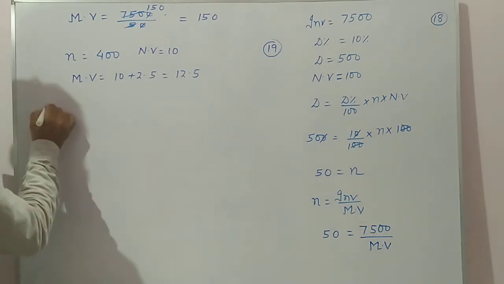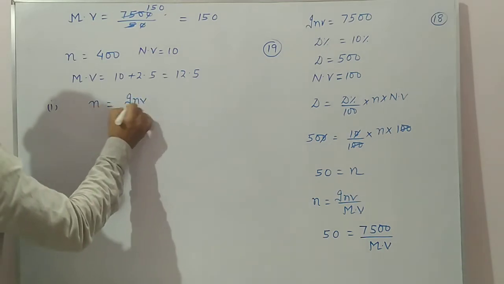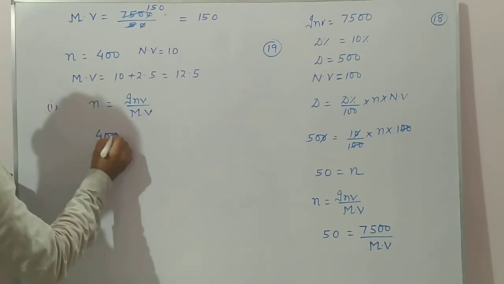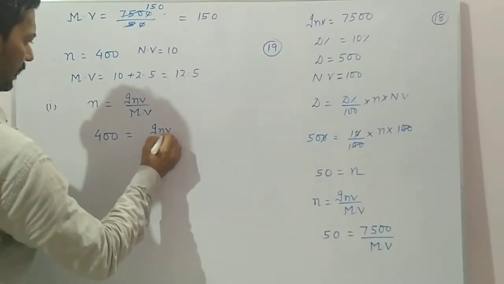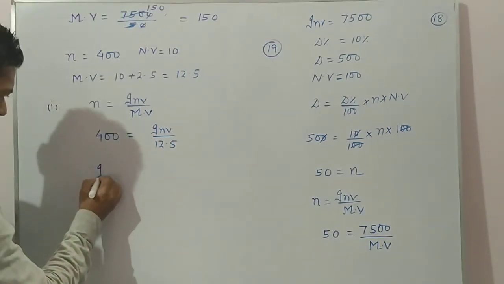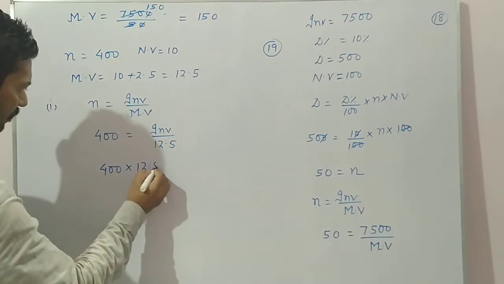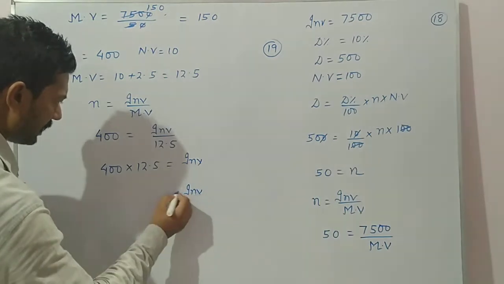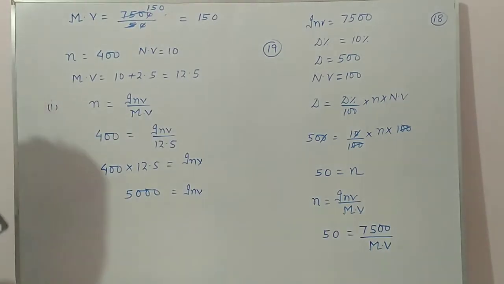Now, first part, what is required is the investment. We know that investment is number of shares times market value. Number of shares is 400, market value is 12.5. So 400 into 12.5, that is the investment, equal to 5,000.